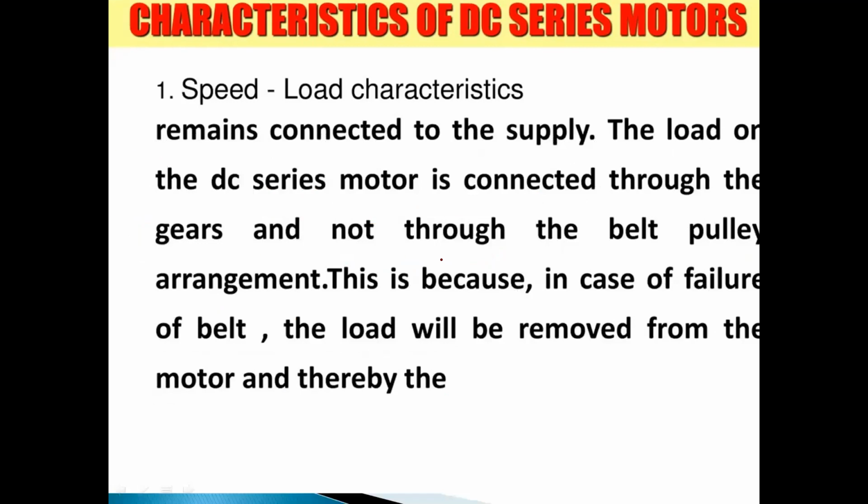To avoid that, the machine is connected through a gear system to secure the motor at no load. The machine is connected to a gear system and not to a belts and pulleys arrangement. If the motor is connected through belts and pulleys to the load, any belt or pulley disconnection will lead to the no load condition. No load means minimum current and maximum speed. To avoid that, we are not using any belts and pulleys for series motor connections.